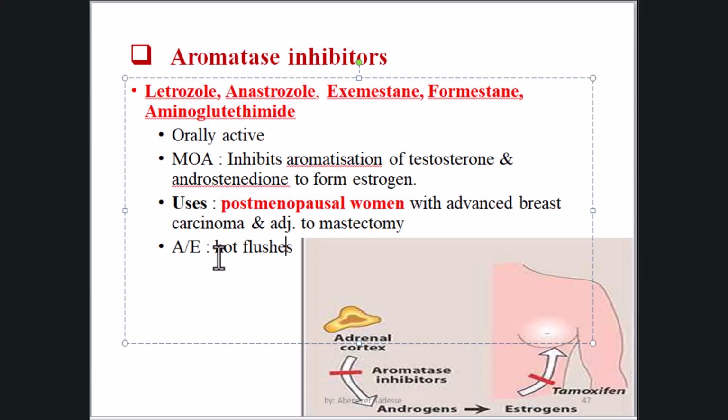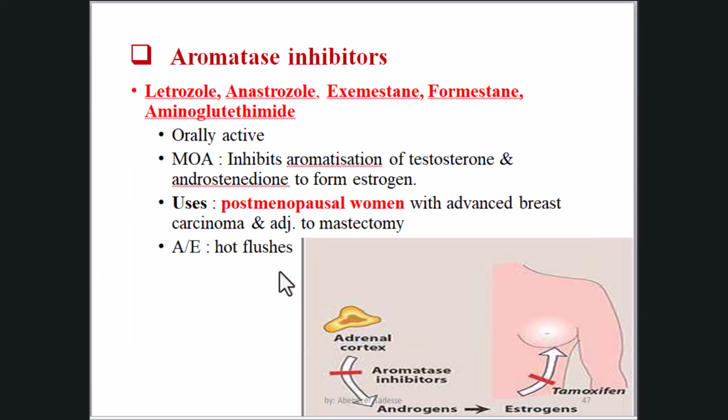So these medications, as we see here, decrease aromatization. Aromatization can occur in the adrenal cortex, as well as in the liver, fat, and muscle. So in these various tissues, aromatization can be inhibited by aromatase inhibitors. So any source of estrogen will be reduced. So this can also prevent cancer development, especially breast cancer.